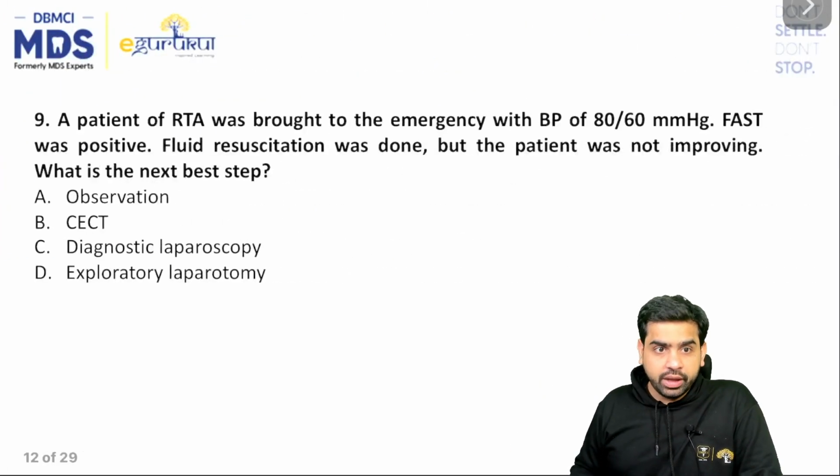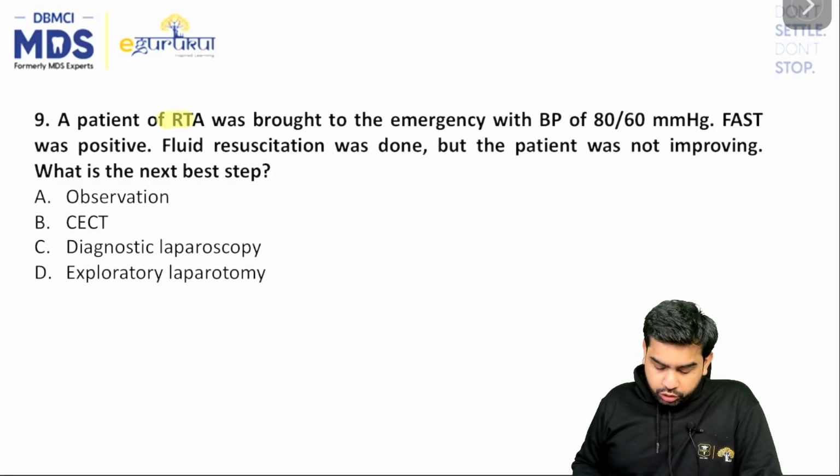Very, very important. Now there's a patient with a road traffic accident brought to the emergency with a blood pressure of 80/60. The FAST is positive. Fluid resuscitation was done, but the patient was not improving. What is the next step in the management of this patient? The next step is an exploratory laparotomy.